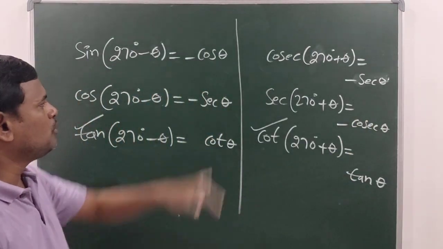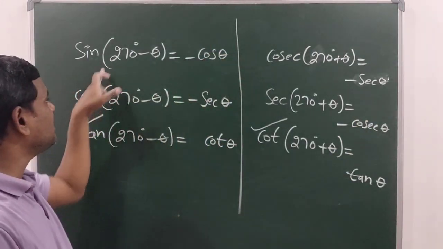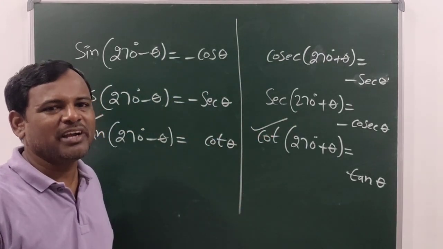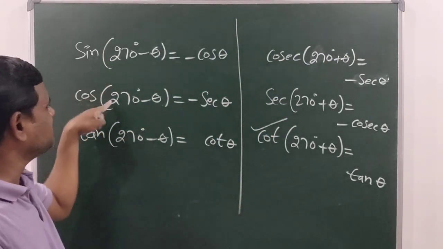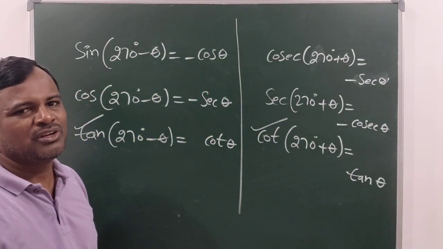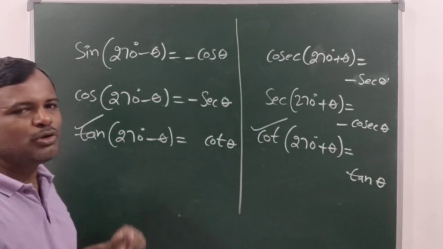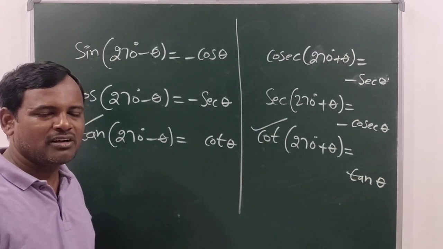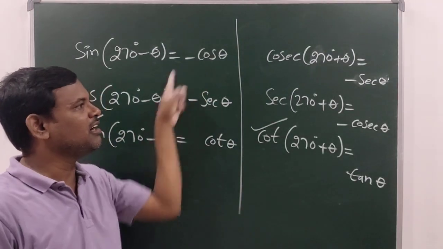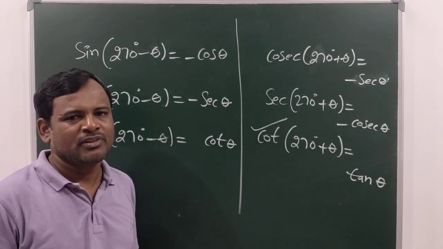As I said to you, don't see the transformed ratio. See the given ratios for sine, whether it is plus or minus. To confirm that, you have to consider the given ratios, not transformed ratios. So we confirmed 270 minus theta belongs to the third quadrant. In the third quadrant, tan and cot are positive. Remaining all are negative.